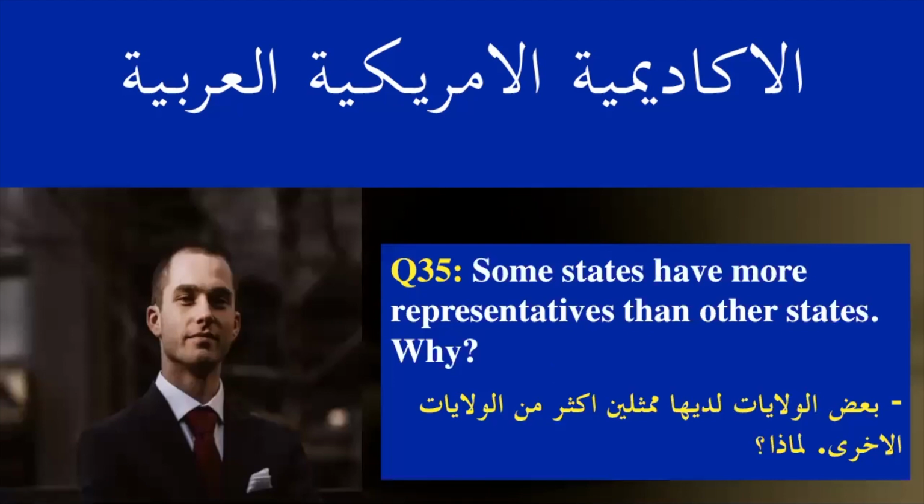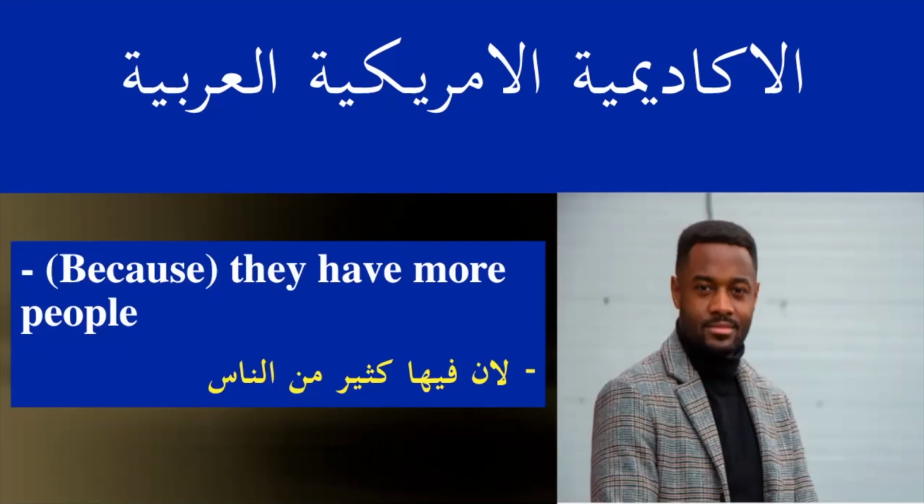السؤال الآخر وهو السؤال الخامس والثلاثون: Some states have more representatives than other states. Why? Because they have more people.